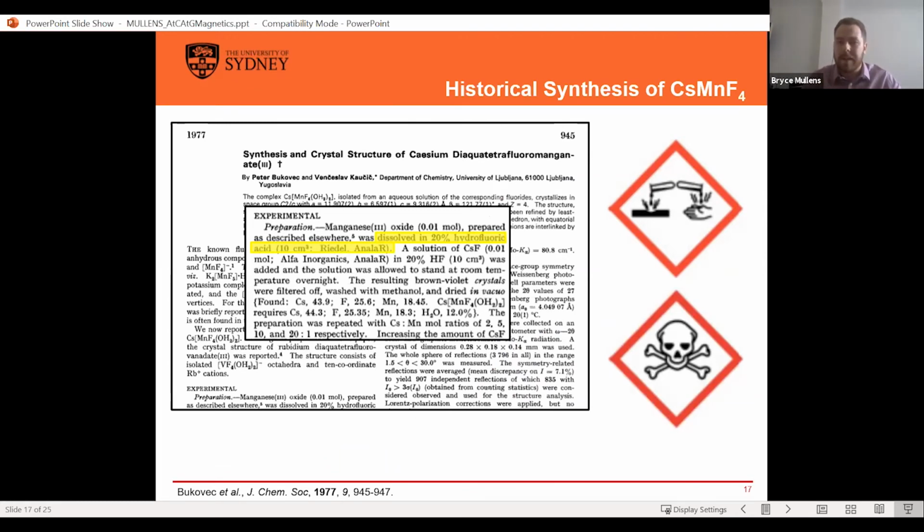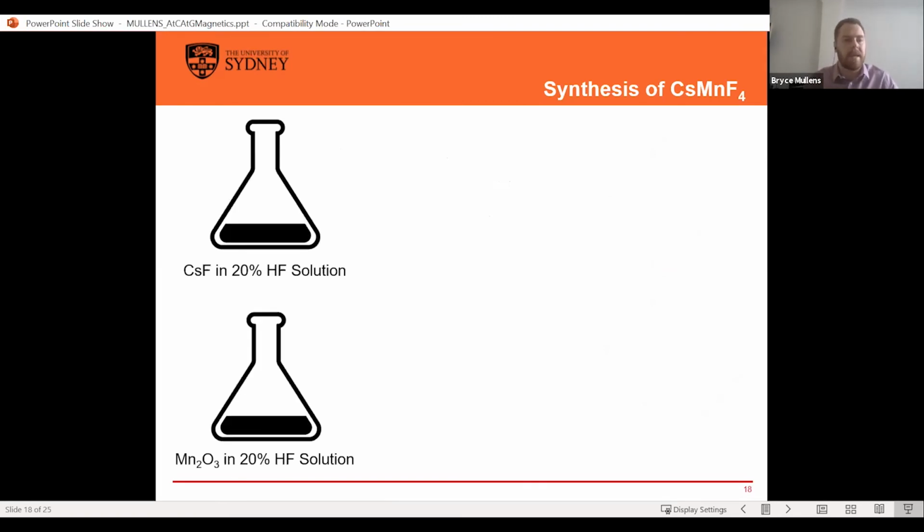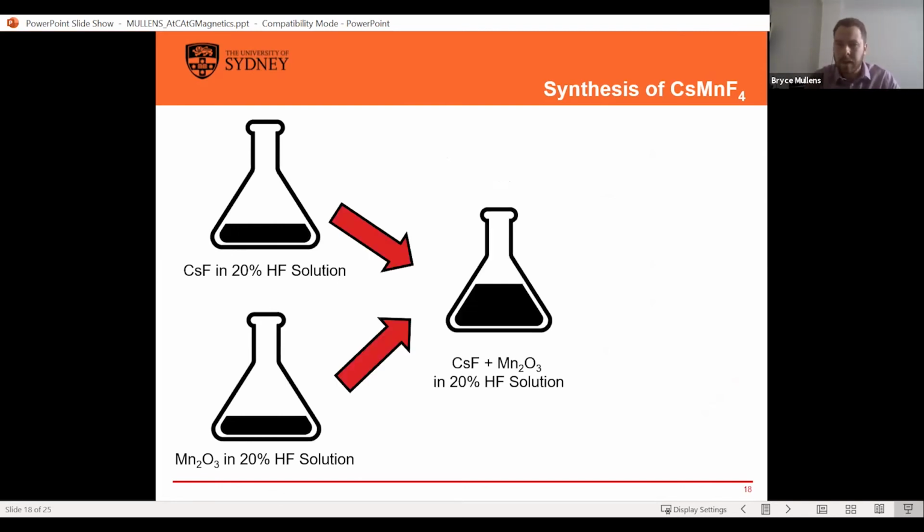So of course we wanted to give this a go. We wanted to see if we could synthesize it using hydrofluoric acid, and we did it using a simple co-precipitation method. Basically, we dissolved both cesium fluoride and manganese oxide in a small solution of hydrofluoric acid. We then mixed these two together and allowed them to stand for about 24 to 48 hours.